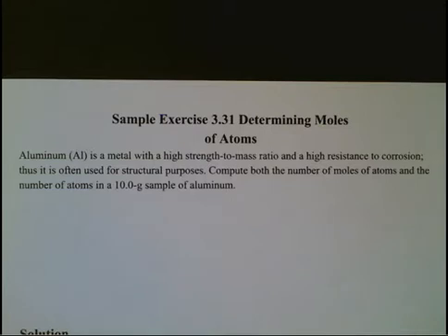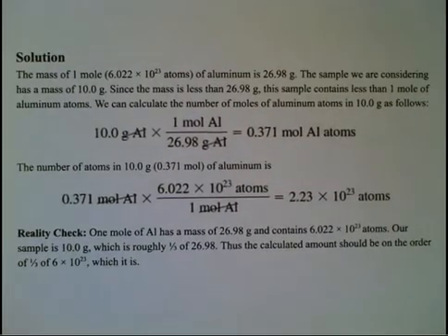Go ahead and press pause now, because here comes the solution. The mass of 1 mole, meaning 6.022 times 10 to the 23rd atoms of aluminum, is 26.98 grams. You got this from the periodic table. The sample we are considering has a mass of 10.0 grams. Since the mass is less than 26.98 grams, this sample contains less than 1 mole of aluminum atoms.